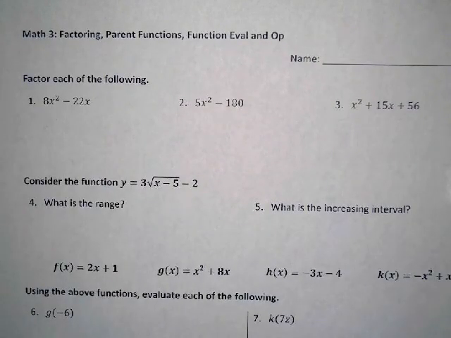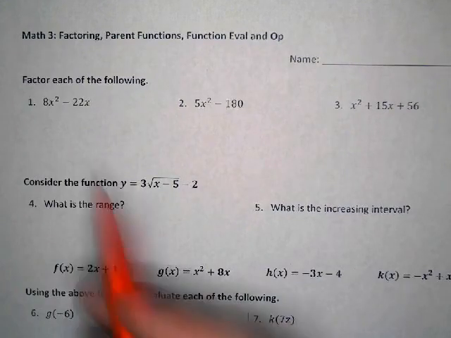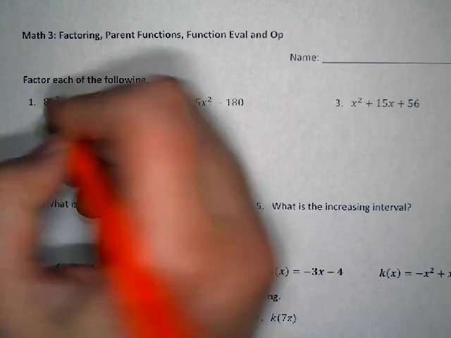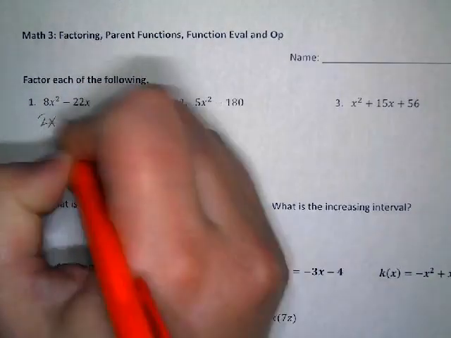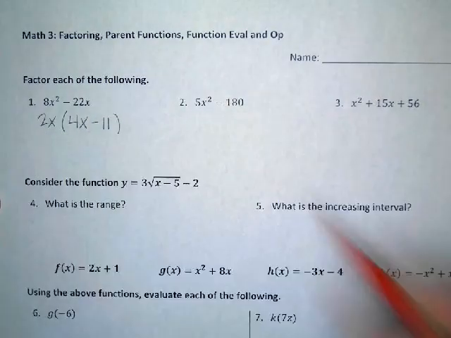Some factoring problems. So what type of factoring do we have for the first one? Say it again. Yeah, GCF. And what is the GCF? 2x. Okay, 4x is left over, minus 11 is left over.